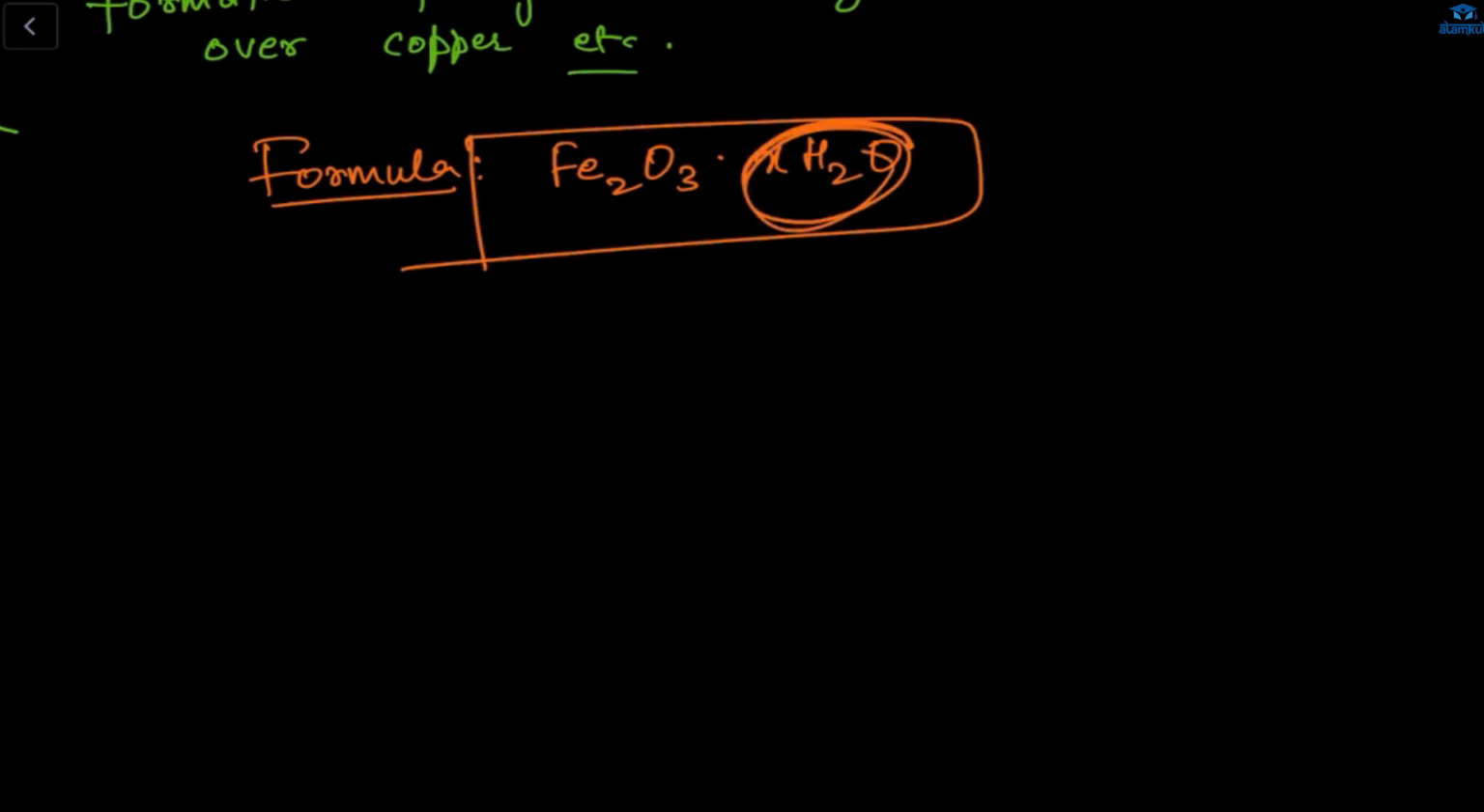This is Fe2O3 multiplied by xH2O, because it depends on the water molecules. I mean, is it multiplied by xH2O or plus? No, multiply. Okay, dot. It depends on the water molecule.